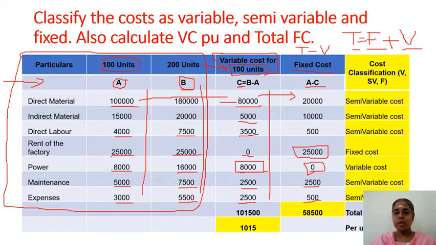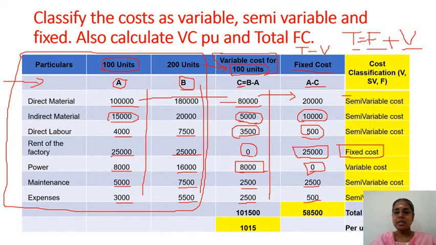Now, if the cost has a variable as well as a fixed component, then it is semi-variable cost. So the first, direct material, is semi-variable cost. Second, indirect material has a variable component of 5,000 and a fixed component of 10,000. The total is 15,000 here. So it is semi-variable cost. Again, the third one has a variable component as well as a fixed component, so it is a semi-variable cost. In the fourth, rent of the factory, it does not have any variable cost. Variable cost is zero. If there is no variable cost, it is totally fixed cost. So it is fixed cost.